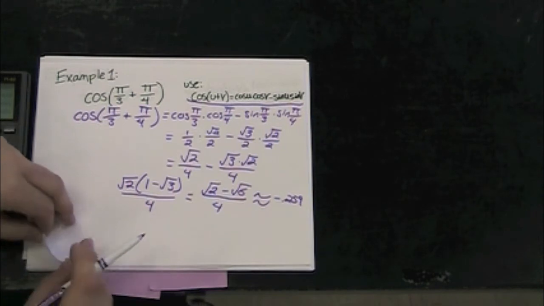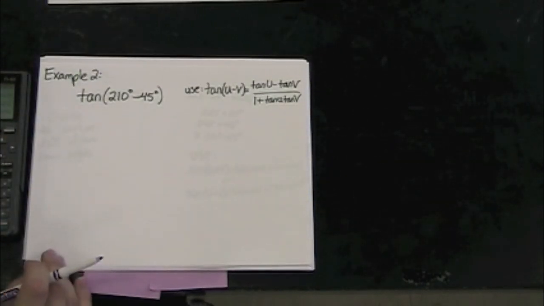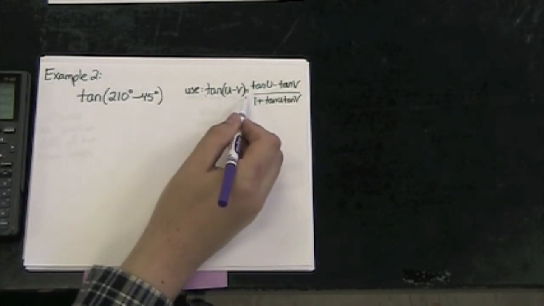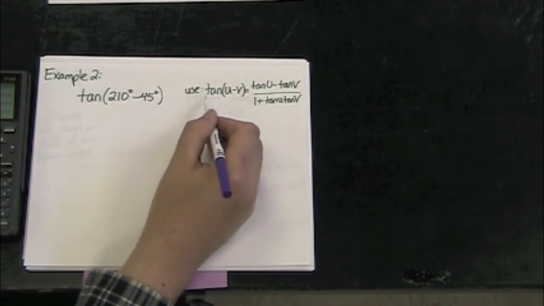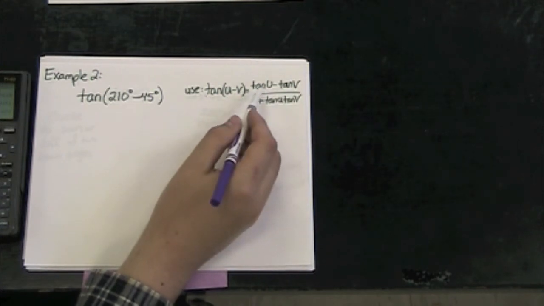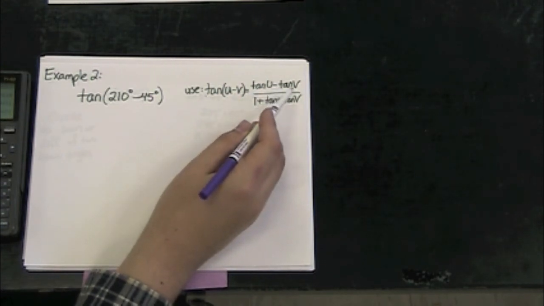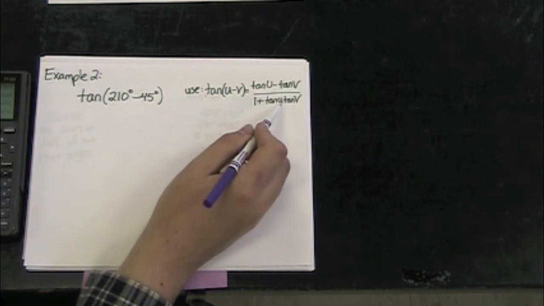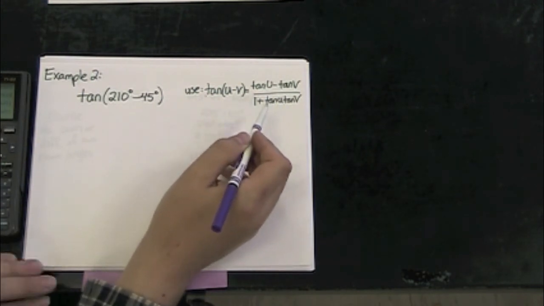Let's look at another example. The tangent of 210 minus 45. This time we're going to use our difference of two angles tangent formula. That's tan of the angle u minus v is equal to tan of angle u minus tan of angle v divided by the quantity of 1 plus tan of angle u times the tan of angle v.